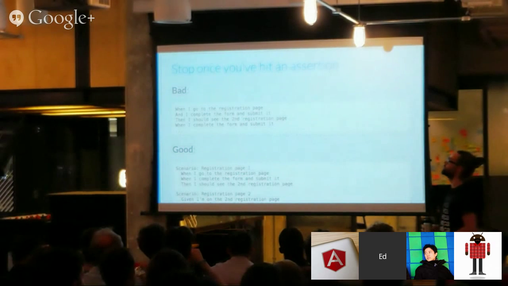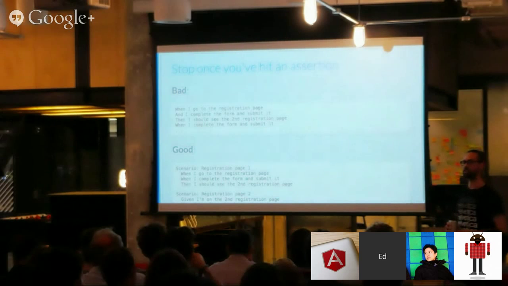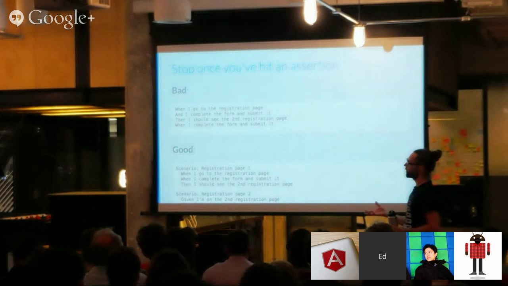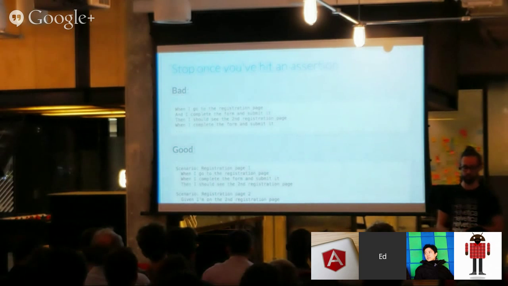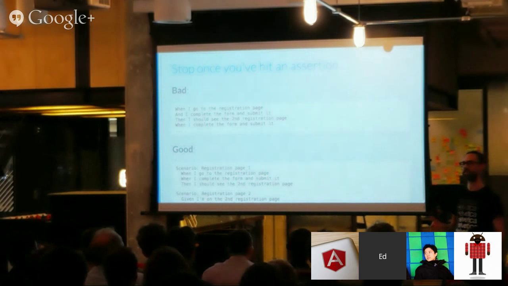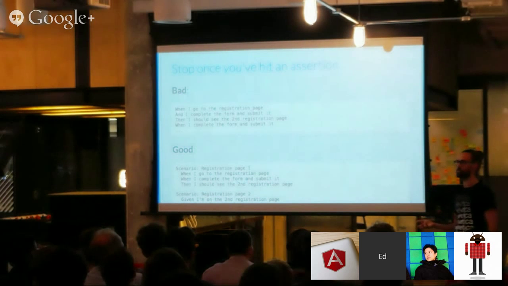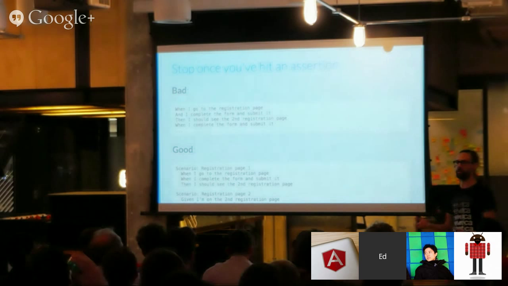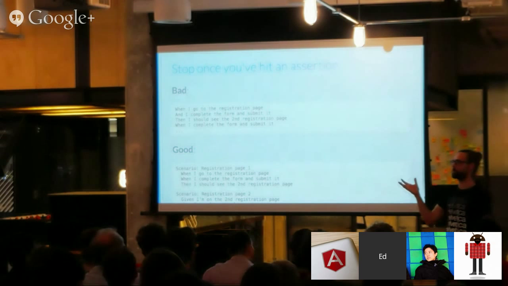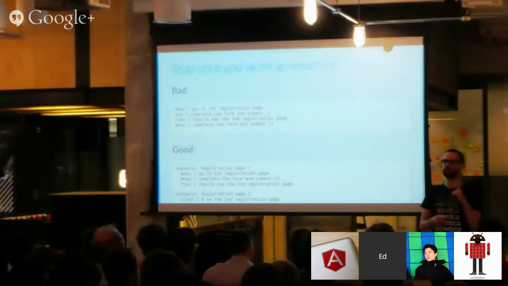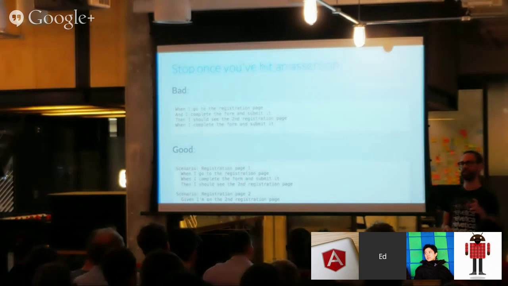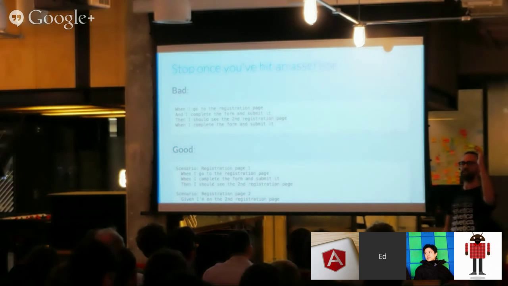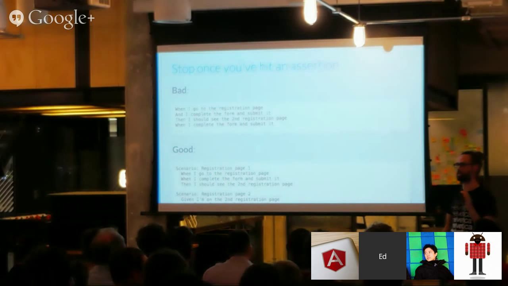Another way to make the tests more readable is to stop once you've hit an assertion. One of the things we started doing early on, when we first started writing Protractor tests, was to write plain vanilla end-to-end tests. In an end-to-end test, you're testing a whole journey, a flow. You might interact with three, four, five, maybe even more pages, doing lots of actions, and that's the natural state of end-to-end tests. We ended up with some pretty chunky, 50, 60 line tests doing all these things.